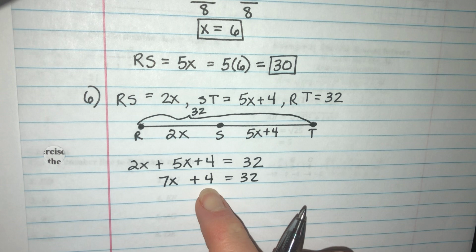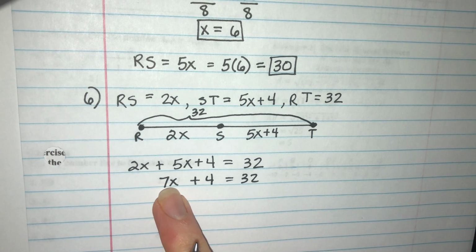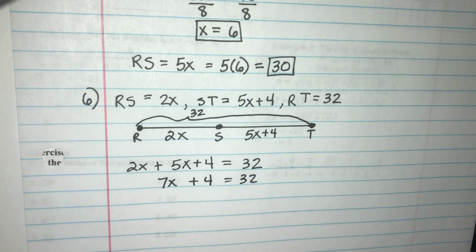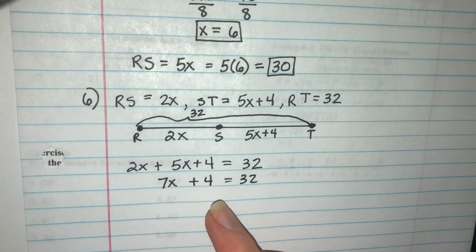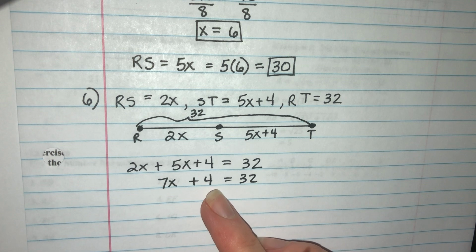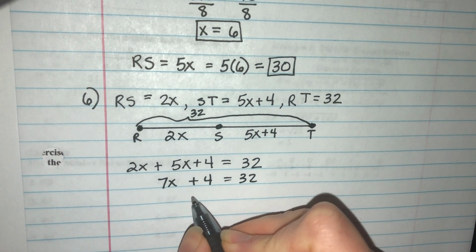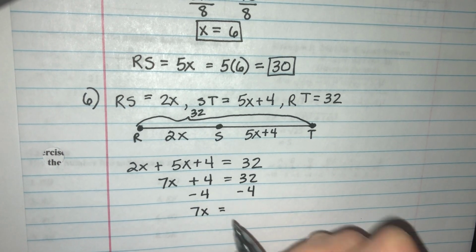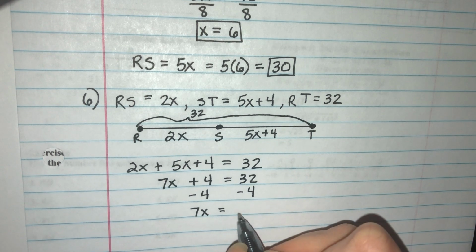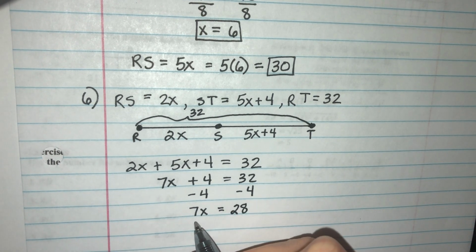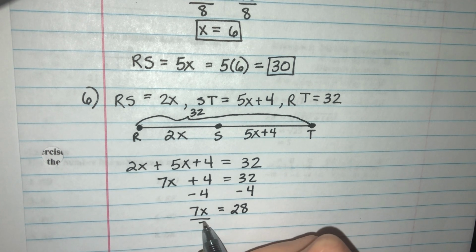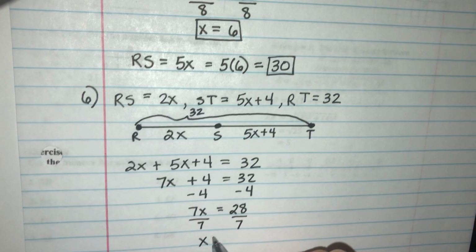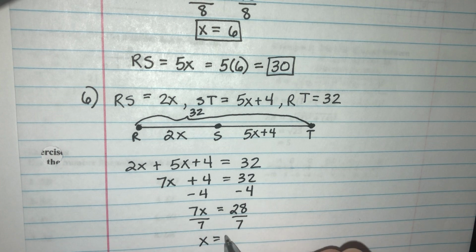So I want to get the x by itself, and the way I'm going to do that is by undoing the operations that are here. Since I have a plus 4, I'm going to do the opposite of adding 4, which is subtracting 4 from both sides of the equation. So 7x is equal to 32 minus 4, which is 28. And then to get the x by itself, I have to undo the multiplication times 7 by dividing by 7 on both sides. And 28 divided by 7 is equal to 4. So x equals 4 for this problem.